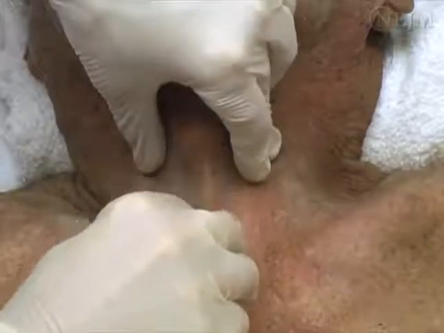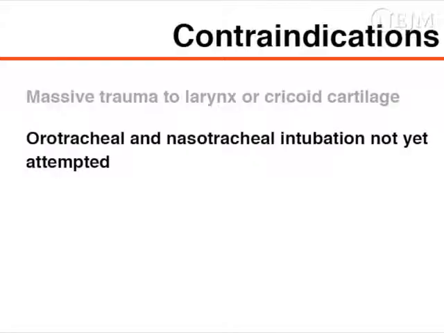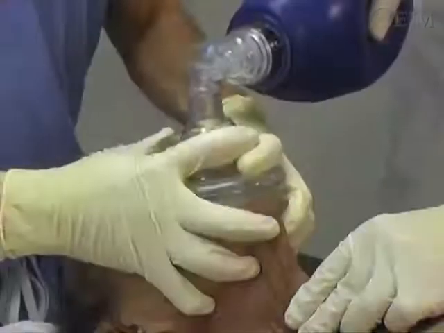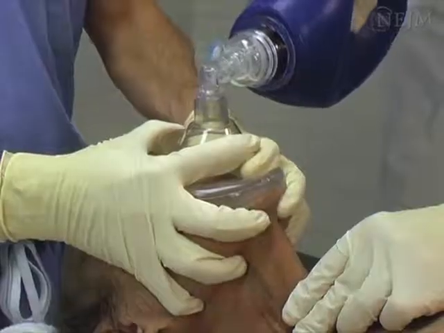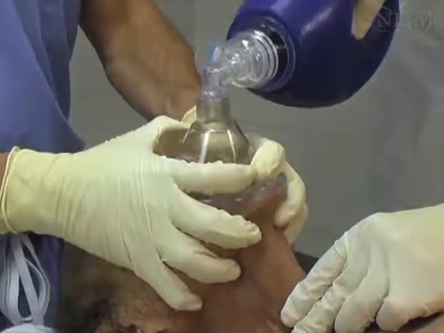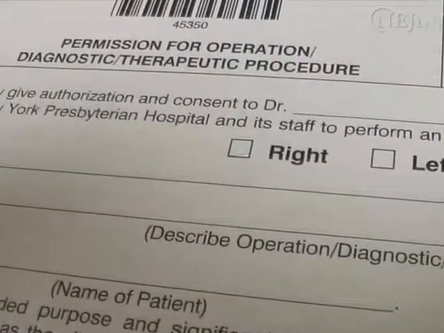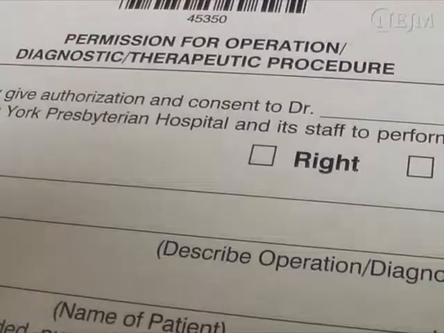Cricothyroidotomy should not be performed when there is massive trauma to the larynx or cricoid cartilage, or when orotracheal and nasotracheal intubation are viable options but have not yet been attempted. Since this is an urgently performed emergency procedure, there may not be time to obtain informed consent, or the patient may not be able to provide consent. Cricothyroidotomy should be performed emergently even in the absence of informed consent.